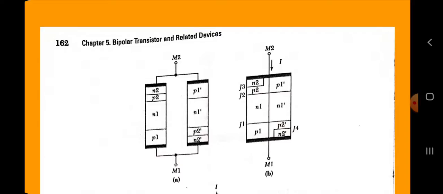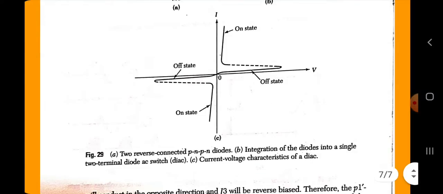Therefore, the P1, N1, P2, N2 layers constitute a PNPN diode that produces the forward portion of the IV characteristics. If a positive voltage is applied to M2, a current will conduct in the opposite direction and J3 will be reverse biased. Therefore, the P1 dash, N1 dash, P2 dash, N2 dash layers will form the reverse PNPN diode and produce the reverse portion of the IV characteristics in this figure which we have shown over here.